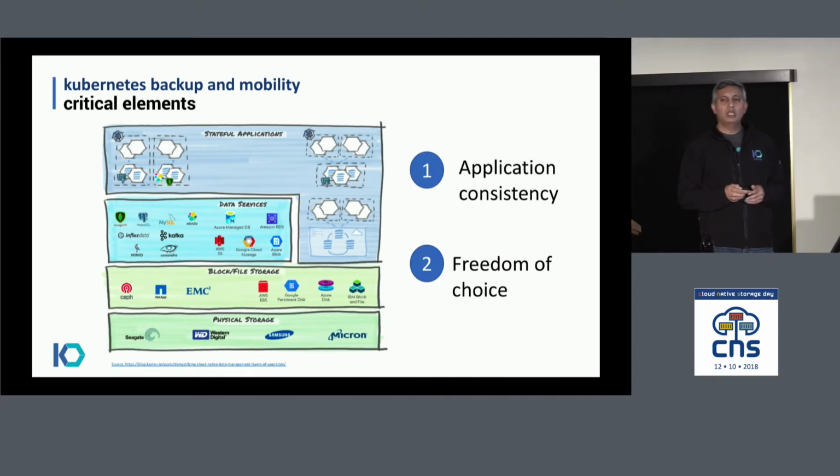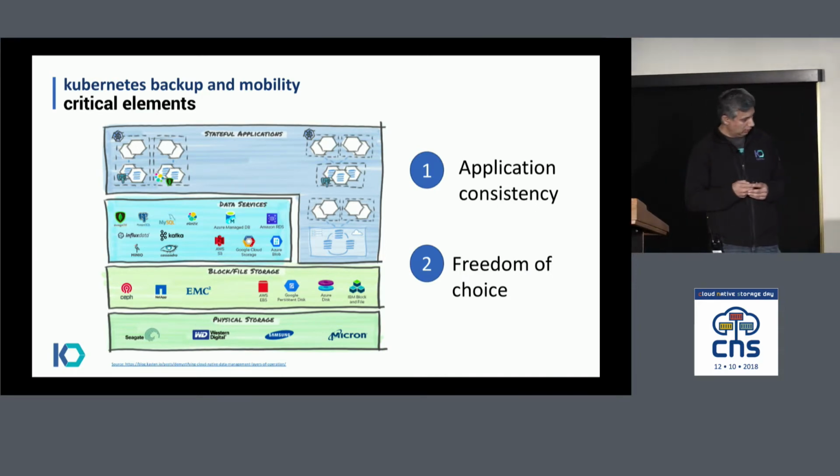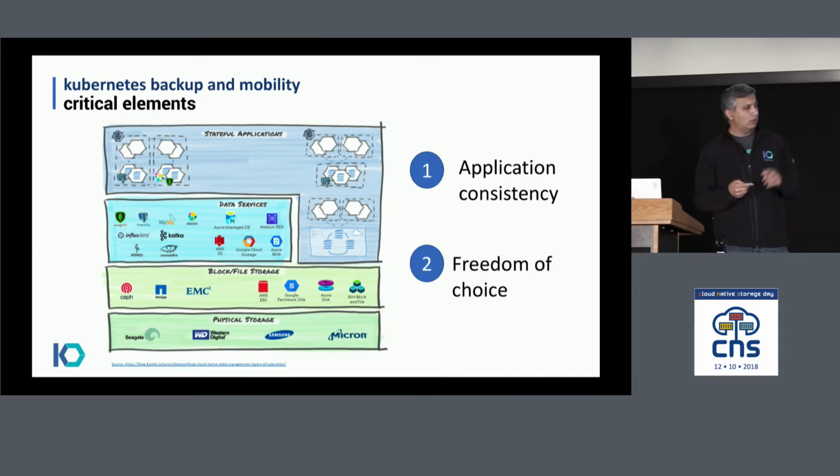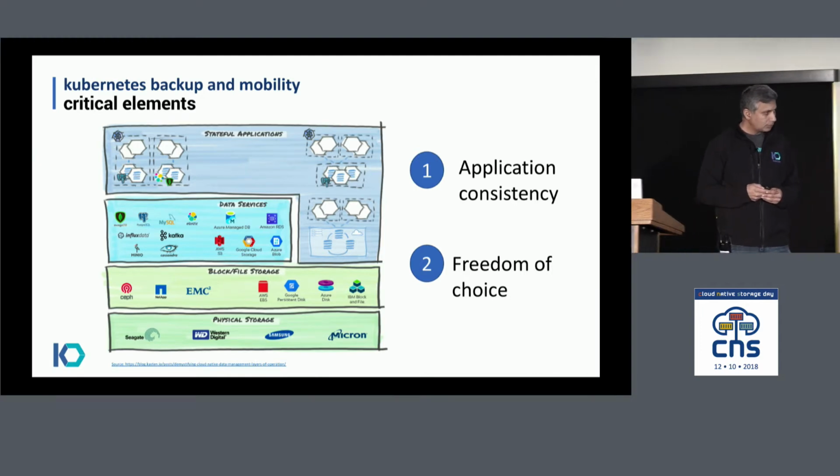But I think the two key points which cloud native brings in is essentially you need to be application consistent. And I think the panel before did a good job talking about the pros and cons around what you get there, and I'll talk about that. And the second one is, in today's cloud-native world, you need to have the freedom of choice, and I'll tell you what that means too.